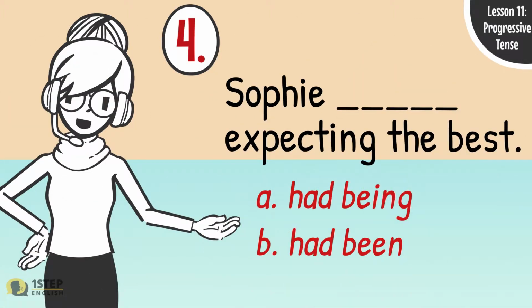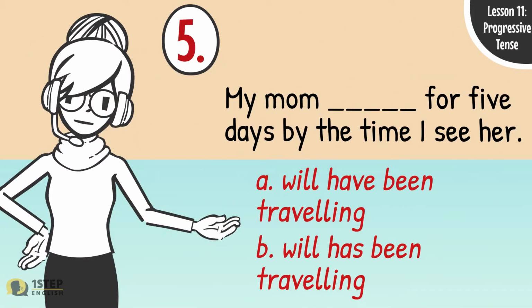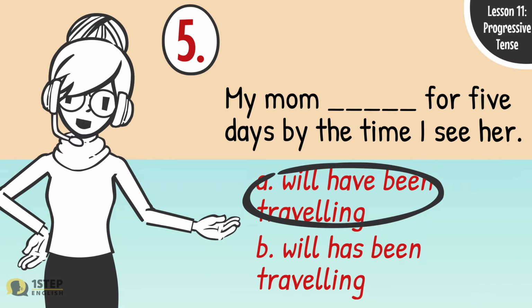4. Sophie blank expecting the best. A. Had being. B. Had been. The correct answer is letter B. Had been. Sophie had been expecting the best. 5. My mom blank for 5 days by the time I see her. A. Will have been traveling. B. Will has been traveling. The correct answer is letter A. Will have been traveling. My mom will have been traveling for 5 days by the time I see her.